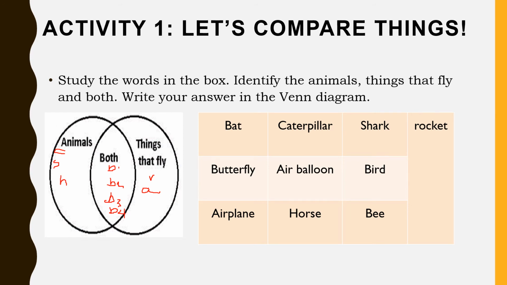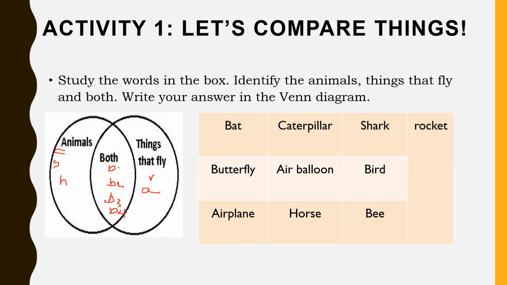Okay. Did you get the answer? The correct answer? Again, no? So for these things: bat, butterfly, airplane, caterpillar, balloon, air balloon, horse, shark, bird, bee, rocket. Oh, do we miss something? I think okay. Here, this B1 is for bat, B2 for butterfly, B3 for bird, and B4 is for bee.